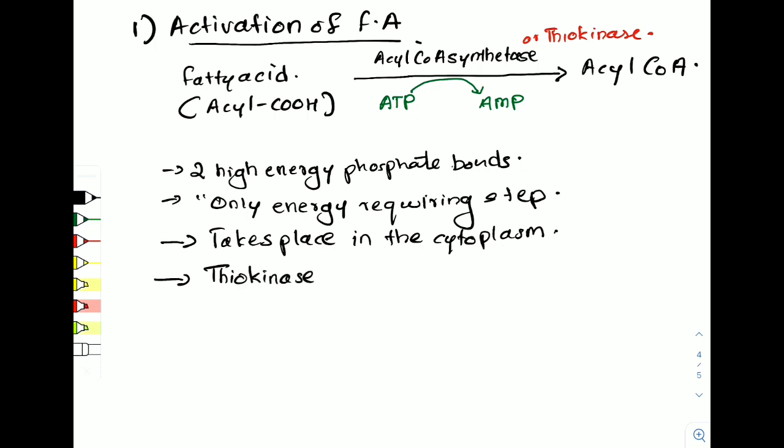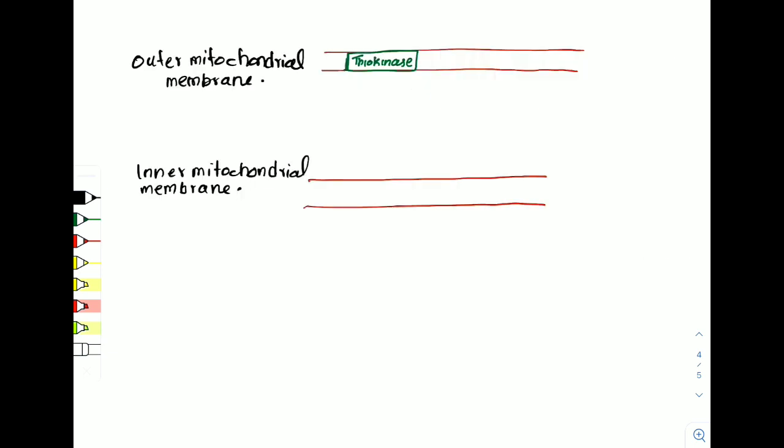And thiokinase or acyl-CoA synthetase is an enzyme that is present in the outer mitochondrial membrane. In this diagram, you can see the outer mitochondrial membrane containing thiokinase enzyme or acyl-CoA synthetase enzyme. You can see the fatty acid in the cytoplasm is getting converted into acyl-CoA in the cytoplasm itself, and here you can see that ATP is converted into AMP and two high energy phosphate bonds are used. So the enzyme is present in the outer mitochondrial membrane and the entire step takes place in the cytoplasm.